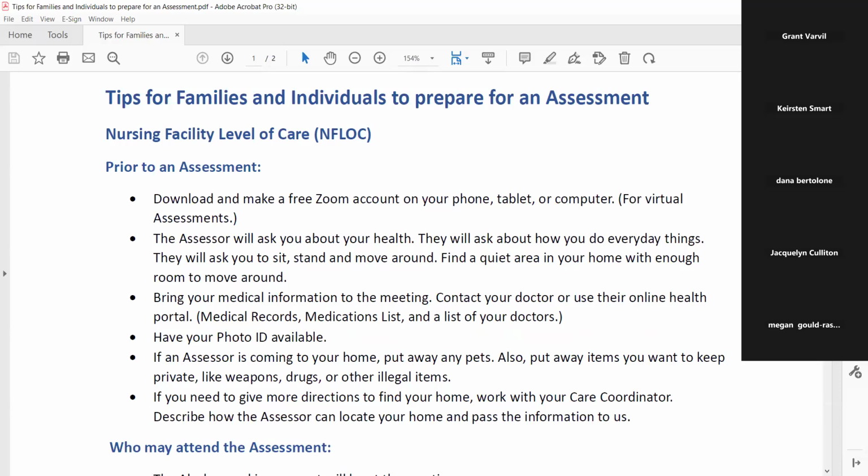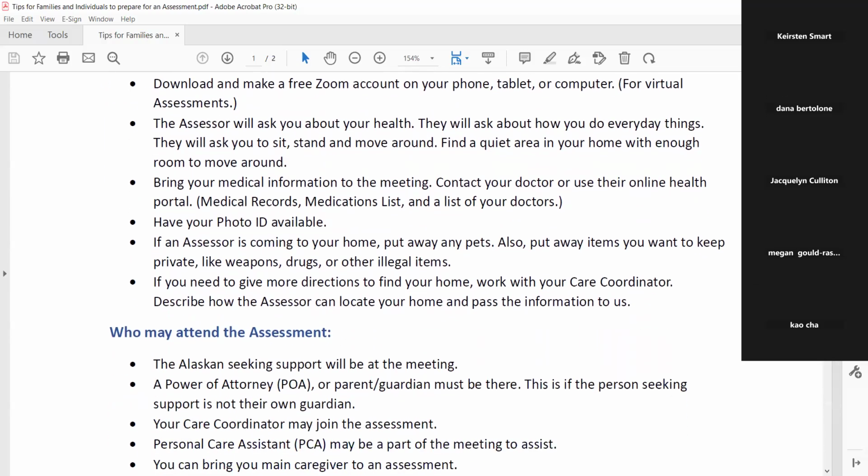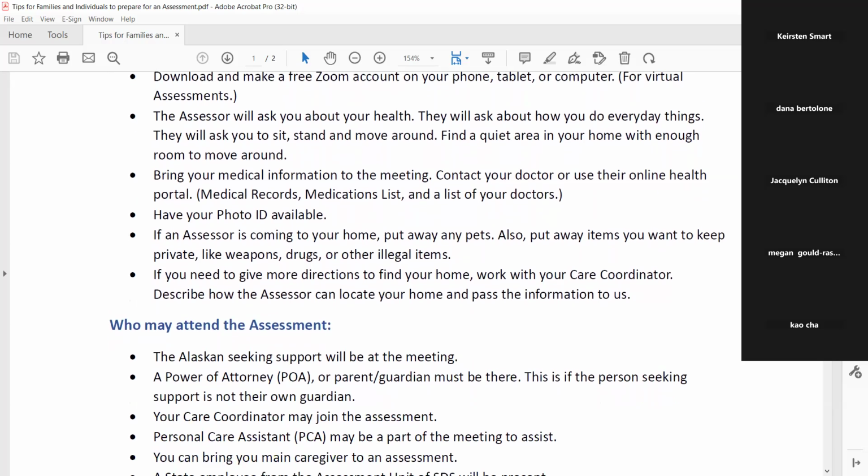The assessor asks about health. They ask about how the person does everyday things. They ask to sit, stand, and move around. It's best to find a quiet area in the home with enough room to move around. Bring your medical information to the meeting. Contact a doctor or use their online health portal. Have your photo ID available.